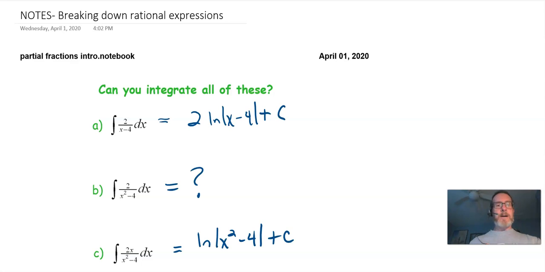So welcome back. Hopefully you were able to come up with letters A and C and the answers for those antiderivatives. But for letter B, we don't know how to do the antiderivative of that yet. That's actually why we need to be breaking down some rational expressions. So that's what we're going to be looking at next.